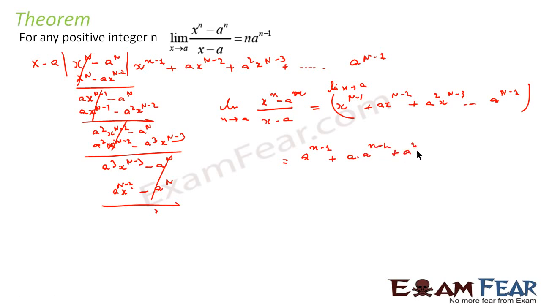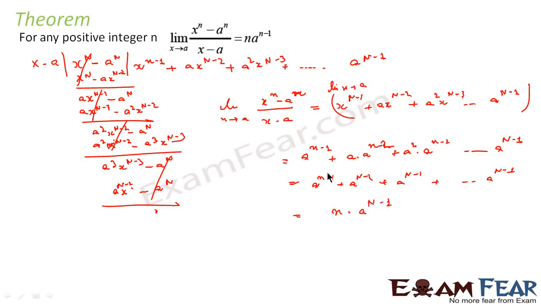Plus a square into x to the power n minus 3 will become a to the power n minus 1. So what we get here is, this is n minus 2 here. So what we get here is a to the power n minus 1 plus a to the power n minus 1 plus a to the power n minus 1 plus a to the power n minus 1. And these are n times actually. If you see, same values are n times. So this becomes n into a to the power n minus 1.